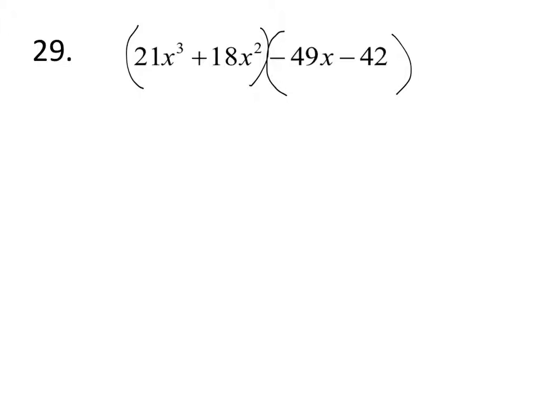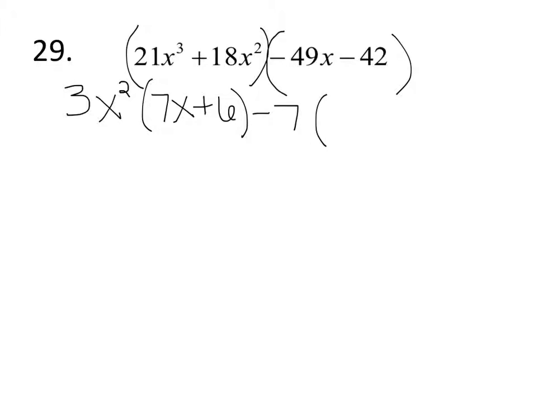So what can I factor out of the first group here? What do they have in common? They have 3x squared in common. And that leaves me with 7x plus 6. And then in the second group, I know I'm going to factor out a negative, but what do they have in common? Looks like a 7. So if I factor out a negative 7, I'm left with 7x plus 6.